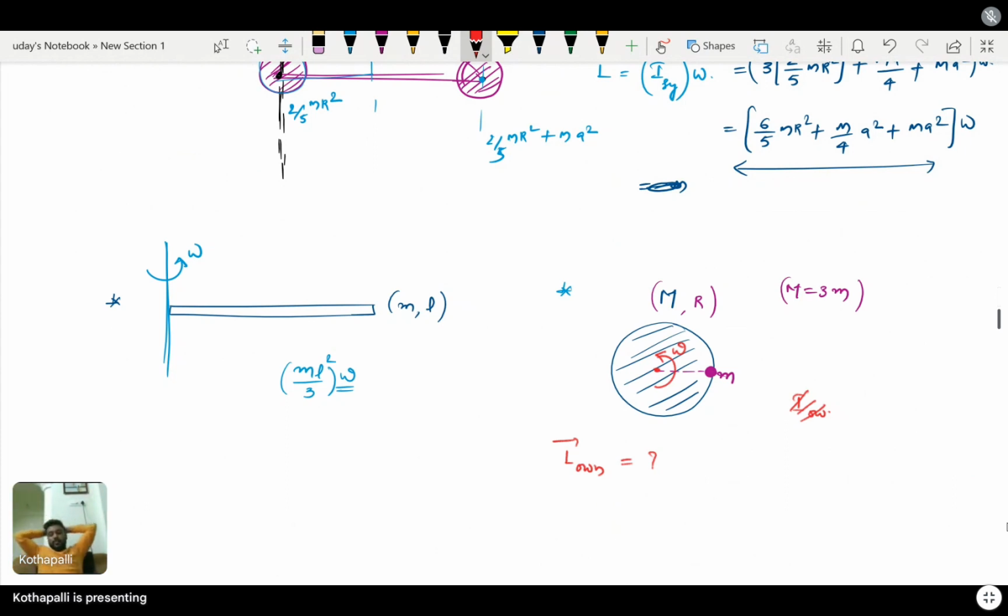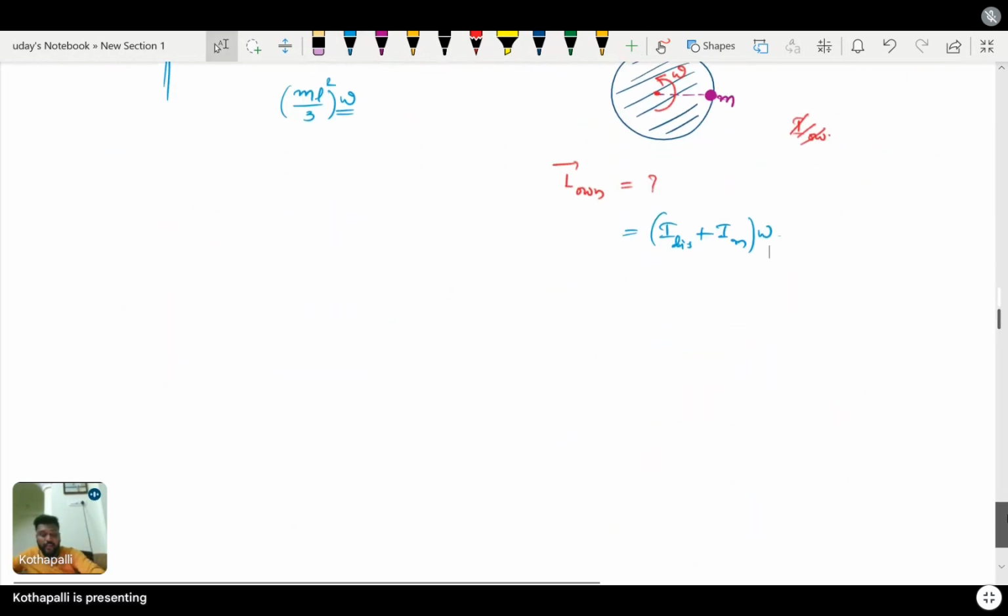Tell me, 1 minute only. A disk and a point mass m attached to the edge are rotating about the axis of the disk. Then what is the angular momentum? 4 mr square into omega. How? How does 3 mr square come? Disk, mr square. What is the moment of inertia of the disk? So I of disk plus I of point mass, into omega, isn't it? Total moment of inertia of the given system times omega.